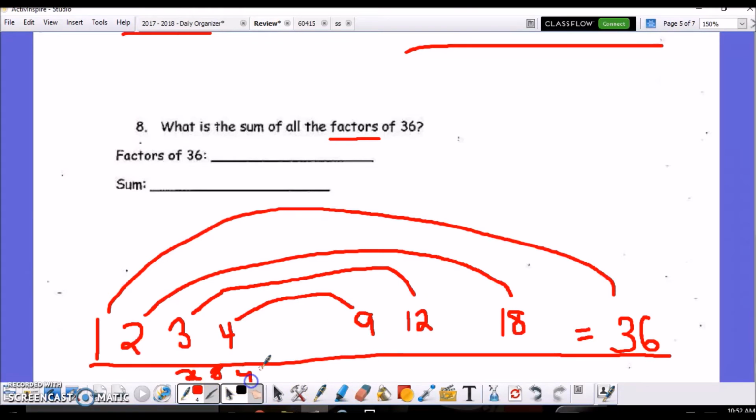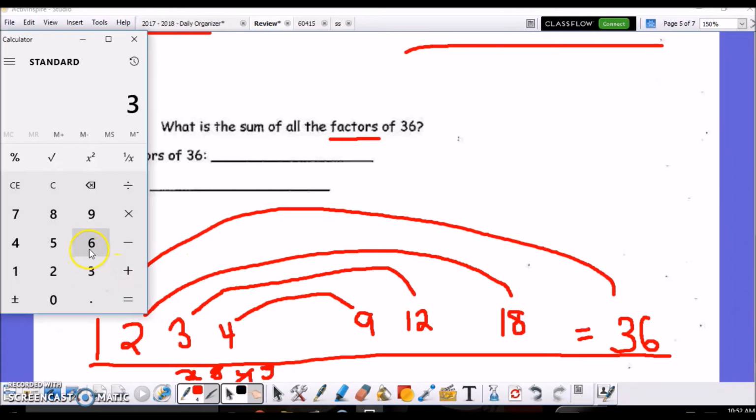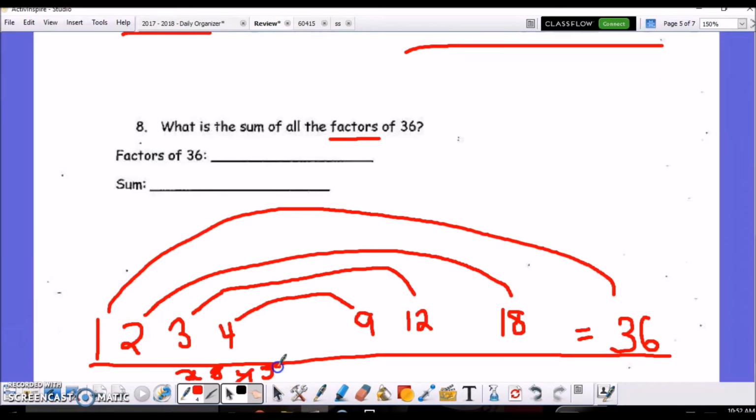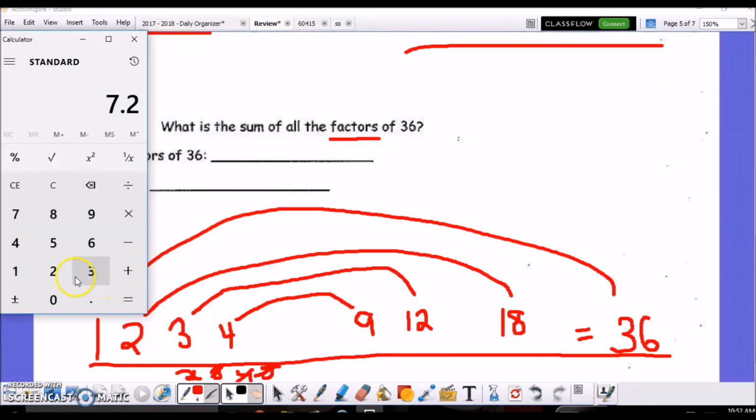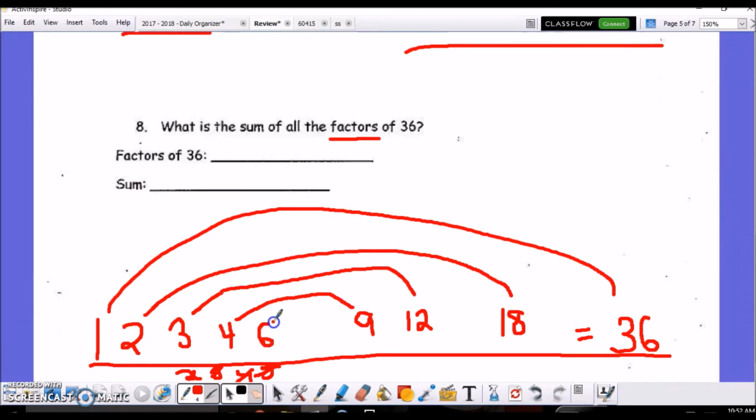I don't stop there. I've got to test 5. And in this case, when I check for divisibility, 36 divided by 5 is going to get me a decimal, 7 2/10, which means that 5 is not a factor. I'll check 6. 36 divided by 6 gets me 6. And on top of that, I've hit my stopping point. Anytime you hit a double, which in this case 6 times 6 is 36, or the commutative property, if you get to 9, you'd realize, well, 9 is already a part of my rainbow, I'm done.